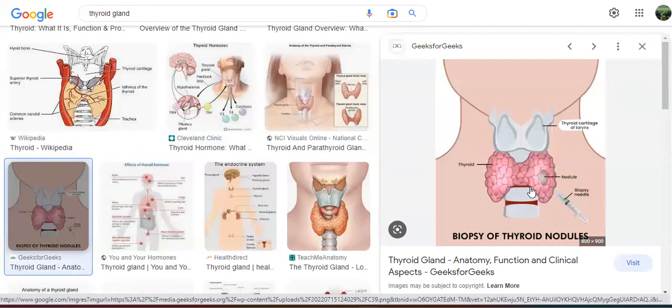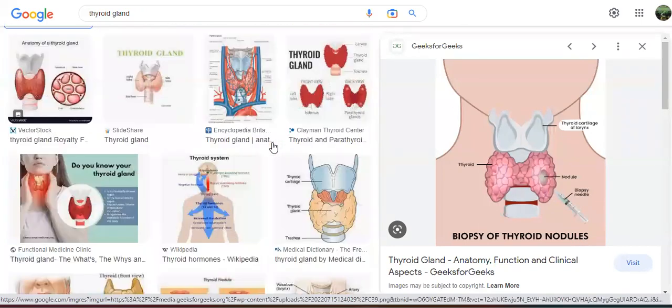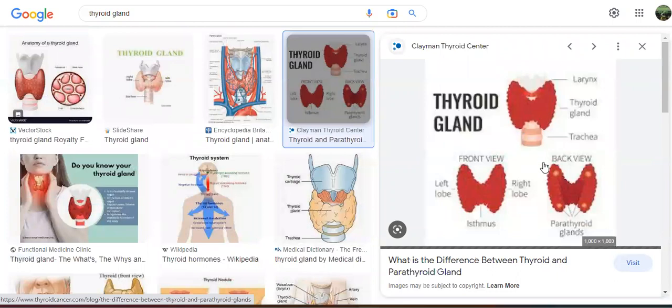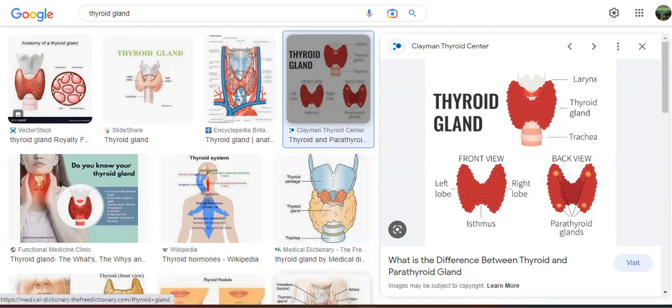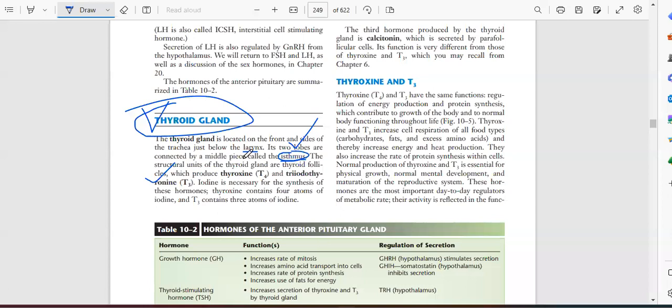Okay, there is one nodule on that. So biopsy is done, needle biopsy. Okay, you can see in detail. This is the front view. Left lobe, right lobe, parathyroid gland also attached. This is the trachea, thyroid gland, and larynx. Okay, let's talk about it in detail.